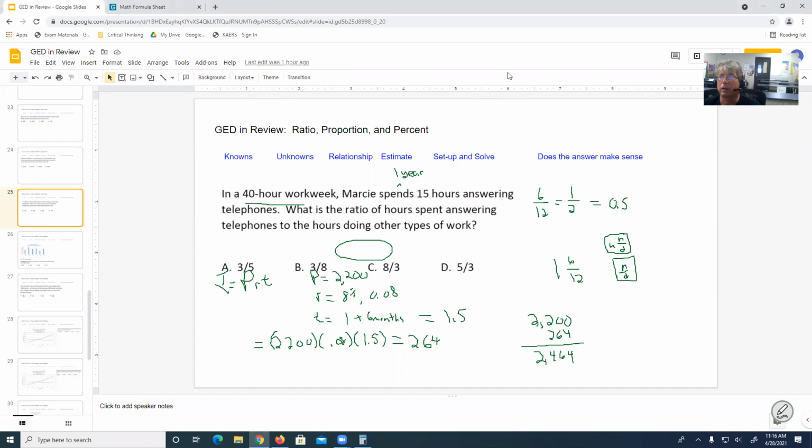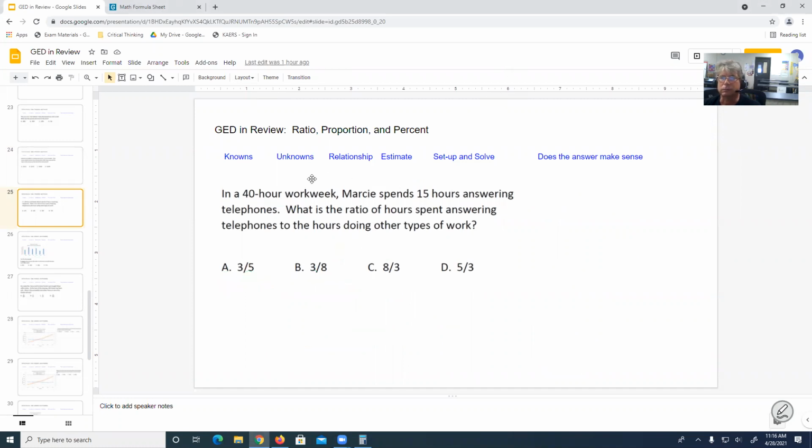Okay, I think this will be our last one. So in a 40-hour work week, Marcy spent 15 hours answering telephones. What is the ratio of hours spent answering telephones to the hours doing other types of work? So again, we talked about this word ratio. That tells me that I have to have this top number and this bottom number. What helps me is to organize it as this word "to." What's before the word "to" goes on top. So what is the ratio of hours spent answering telephones? Well, she spends 15 hours answering telephones, so the 15 has to be the top number.